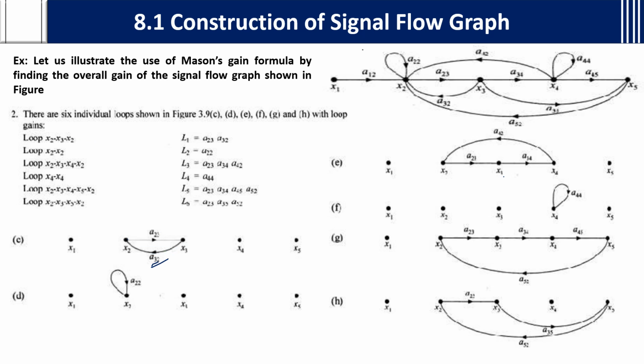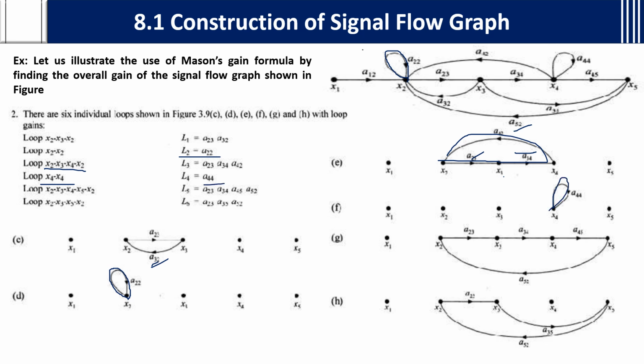Then the second loop, what do we have? We'll go from left to right. By mistake I have gone to this, but we'll go from left to right. How many loops are there? Next loop, what do you have? At X2 you have a self loop, and A22 is the loop gain. Then L3 is from X2, X3, X4 and X2. What are its gains? A23, A34 and A42. Then there is one more loop at X4, so A44 is the next loop gain.